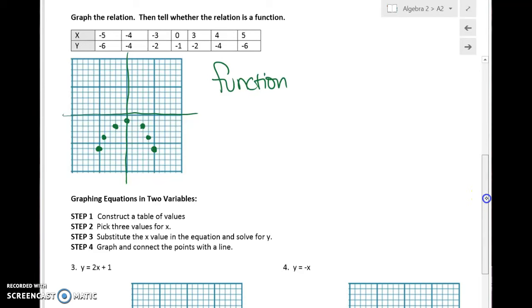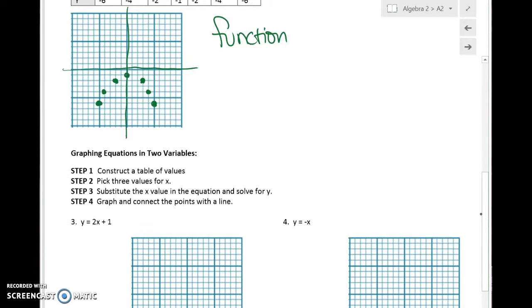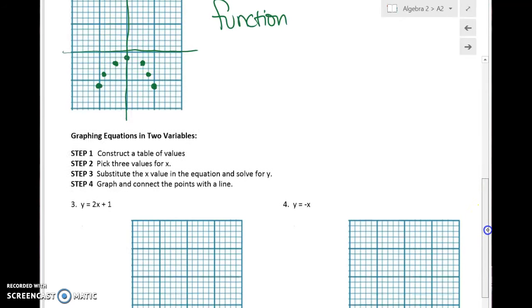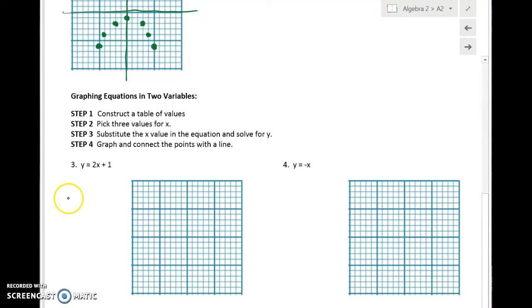All right, I know that several of you know how to graph equations without using a table of values, but we are going to start by using a table of values. So let's graph this. Start by constructing a table of values with x's and y's. We need to pick 3 x values. I suggest picking something negative, 0, and something positive. It doesn't matter what numbers, you can pick anything.